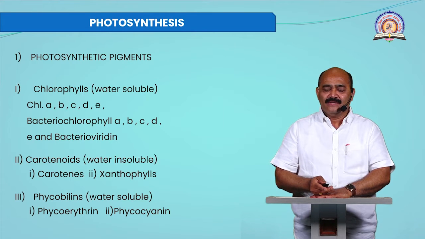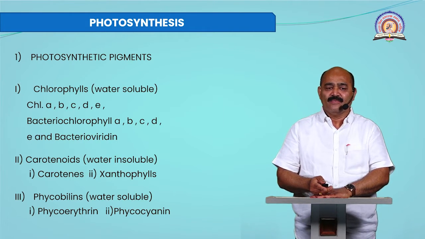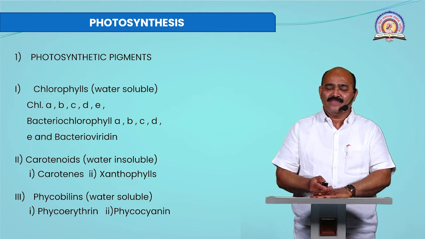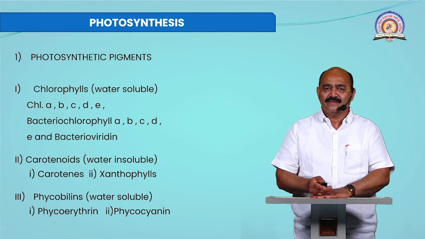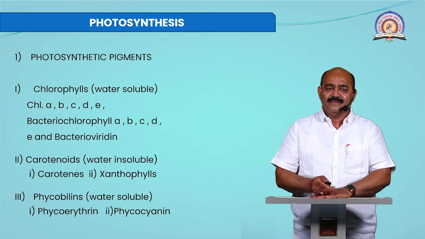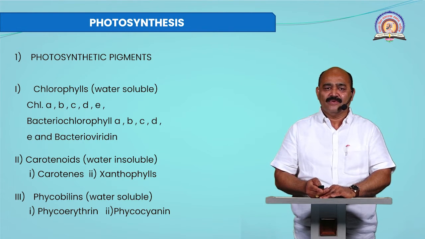And the third photosynthetic pigment is known as phycobilin. It is also water soluble like chlorophyll. Phycobilins are of two types, phycoerythrin and phycocyanin. Phycoerythrin is present in red algae, and phycocyanin is present in blue-green algae. All three pigments, chlorophyll, carotenoids, and phycobilins, participate in the process of photosynthesis.